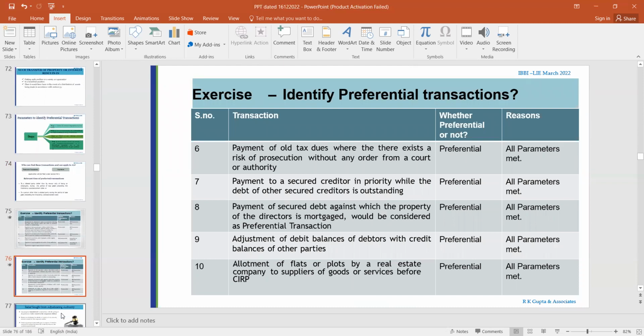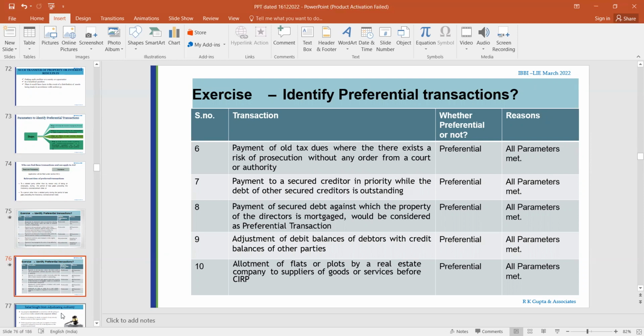Suppose there is an allotment of flats or plots by a real estate company to a supplier of goods or services before CIRP. Suppose there was a supplier of cement. So the supplier of cement will be an operational creditor. Now you are not in a position to pay that person. So what you do? You allot him flats. So by allotment of flats, you are making him a financial creditor. He was an operational creditor. Operational creditor comes down the line in section 53. So you have altered the priority of payment. So this is a preferential transaction.